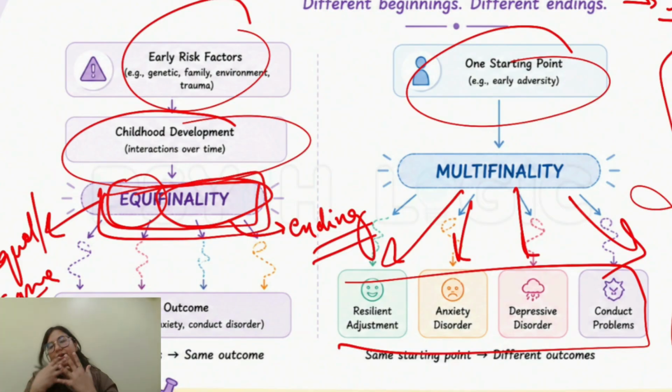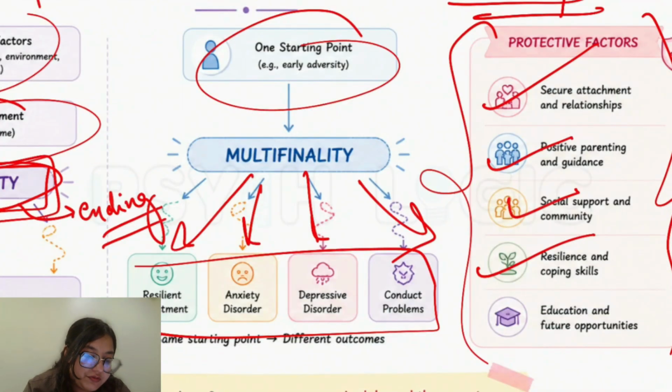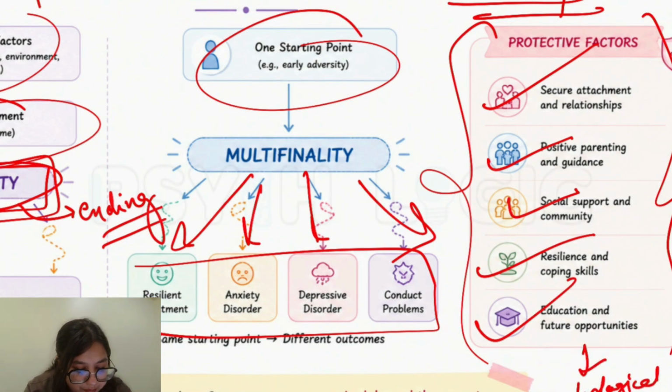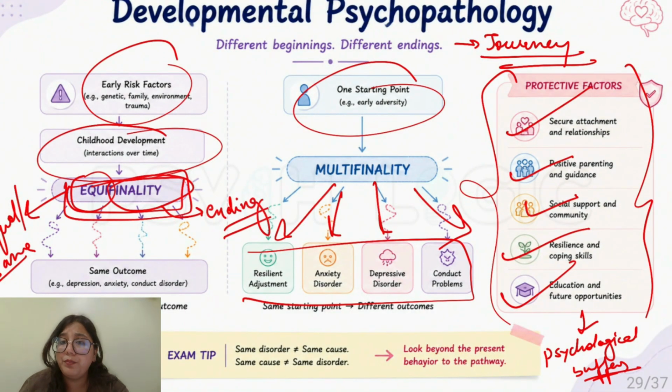For example, a child may have experienced a very difficult environment at home, but they have one caring adult or one caring friend who constantly supported them throughout that. That relationship became their protective factor. Other protective factors could be secure attachment in relationships, positive parenting, good coping skills and resilience, social support and community, and good education with future possibilities. These act as psychological buffers. They don't stop the storm, but they help the child withstand it.